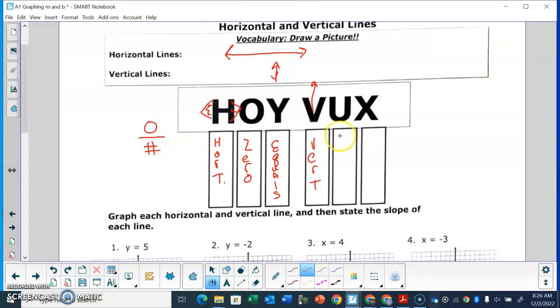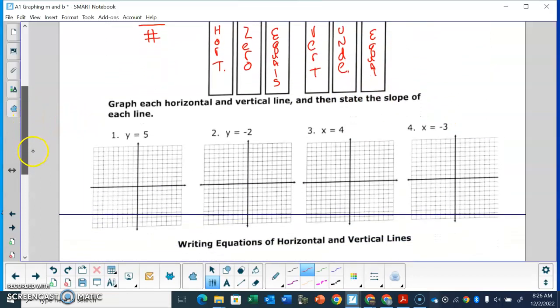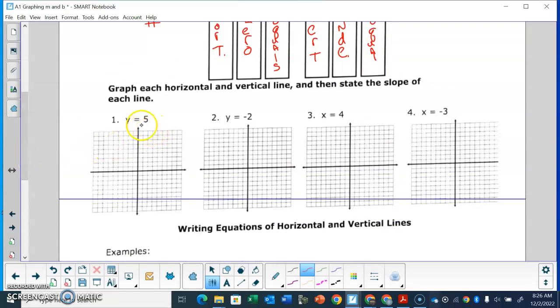And the slope of the line is undefined. So we'll just write UND for that, so it's undefined. And x equals for the equation. All right. So it's real simple to graph these.